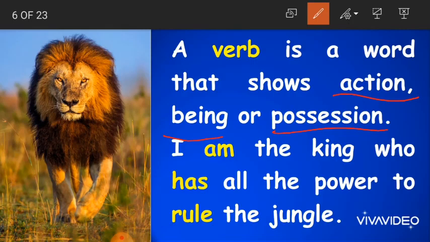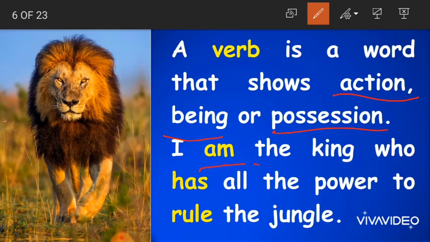No, we are students and we are present here. That sense is called as being. That also comes under the verb. For example here, I am the king who has all the power to rule the jungle. I am, see, highlighted. I am. Am becomes the verb here.